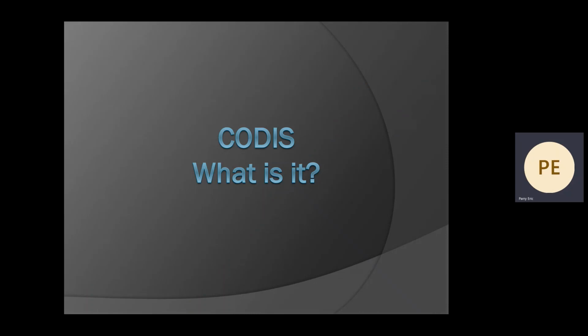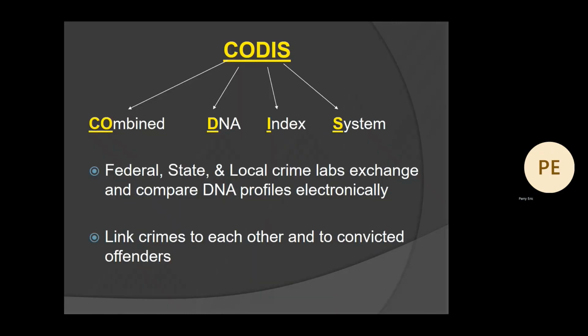When talking about the DNA sections, we need to talk about CODIS. So first off, CODIS, what is it? CODIS stands for Combined DNA Index System. It is a database that was created by the FBI that stores and compares DNA samples to each other.